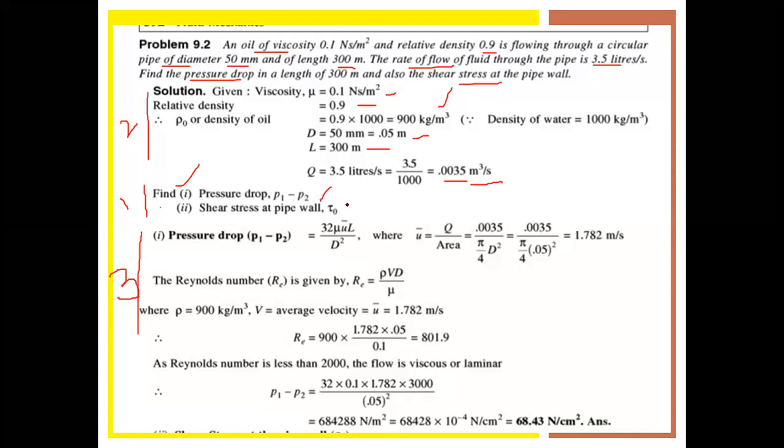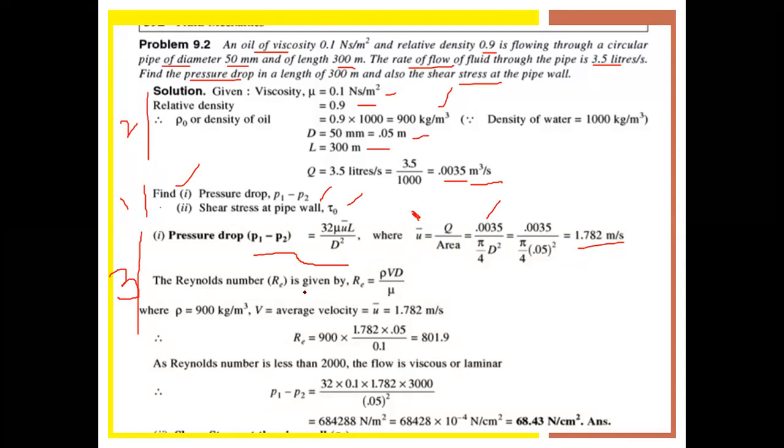What is the next thing you have to find? The shear stress at the pipe wall, tau naught. Therefore, first find the pressure drop. For P1 minus P2 apply the formula, where U bar is equal to discharge divided by area, the average velocity. U bar or capital V, we can use either. Therefore, U bar is equal to discharge by area. Discharge is already given. You are getting U bar equal to 1.78.